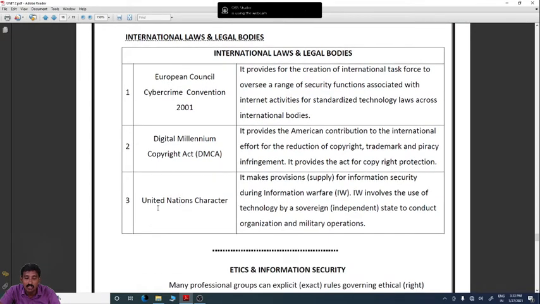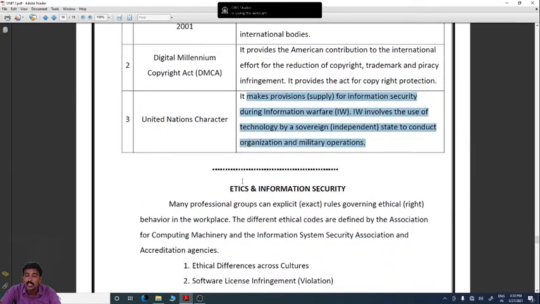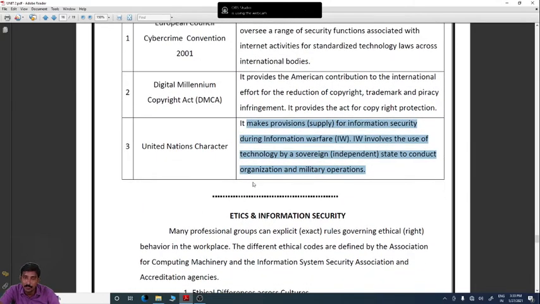And the third one is the United Nations Charter. It makes provision for information security during information warfare, which involves the use of technology by an independent state to conduct organizational and military operations. So these are some of the laws which control the problem of misuse of information.